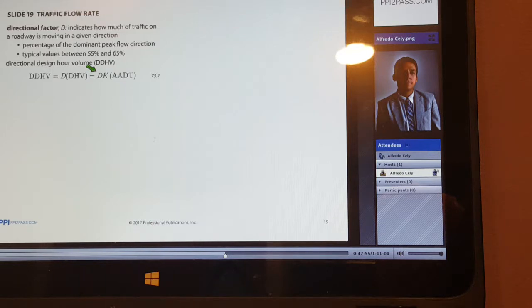However, if you're going on the opposite side of the freeway, you will notice there are almost no cars on that part of the freeway. So you can see how the directional factor will impact. That might be about 80%.